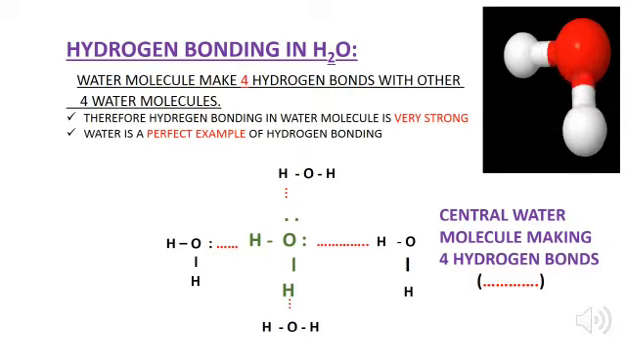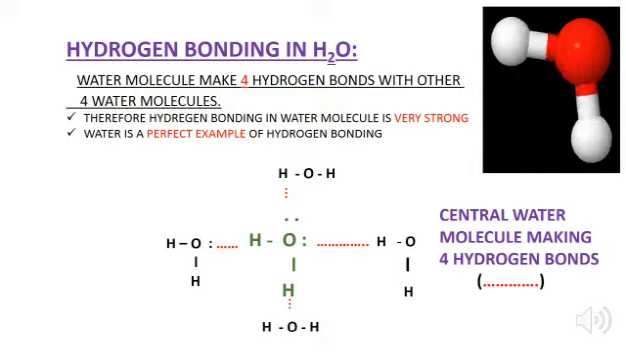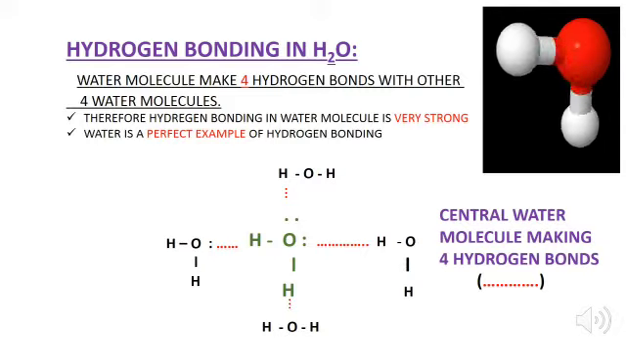On the other hand, the central molecule's hydrogens can also make hydrogen bonds with the oxygens of two other water molecules. And in this way, the central water molecule can easily make 4 hydrogen bonds. Therefore, the hydrogen bonding in water is very strong and is a perfect example of hydrogen bonding.